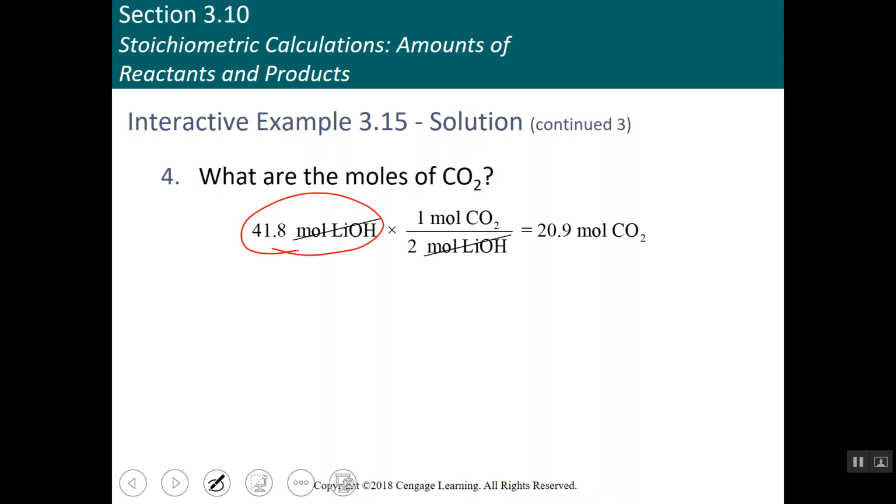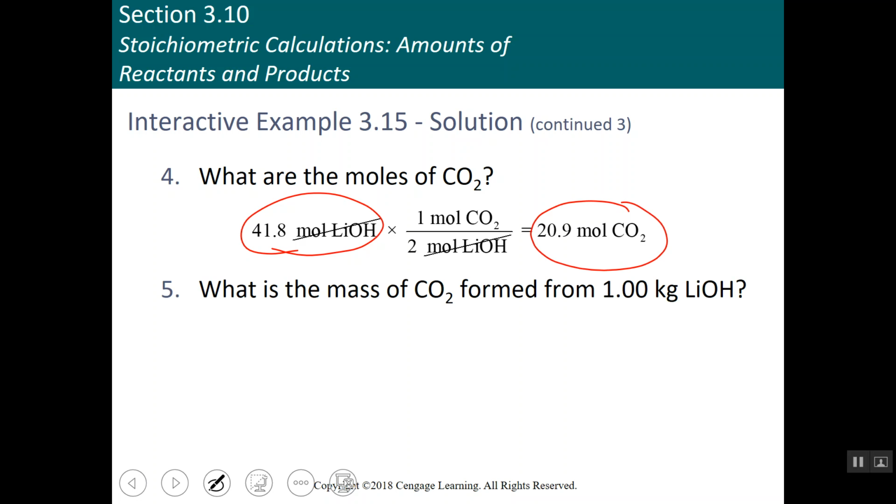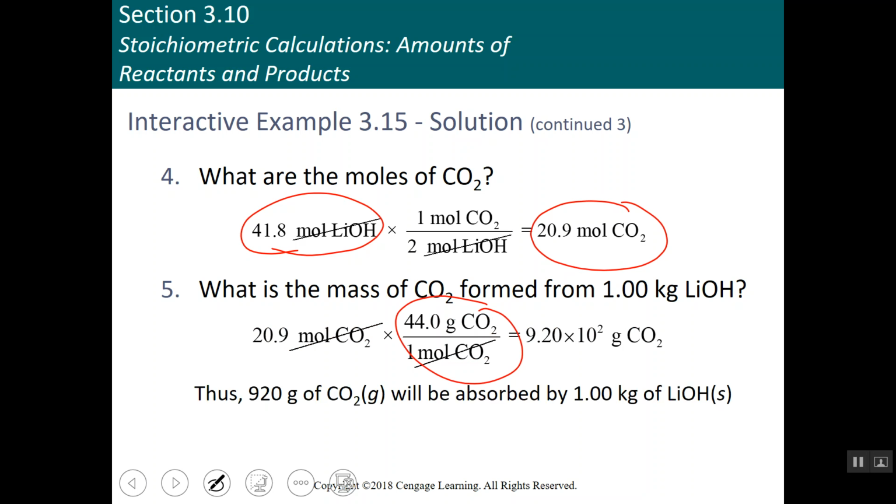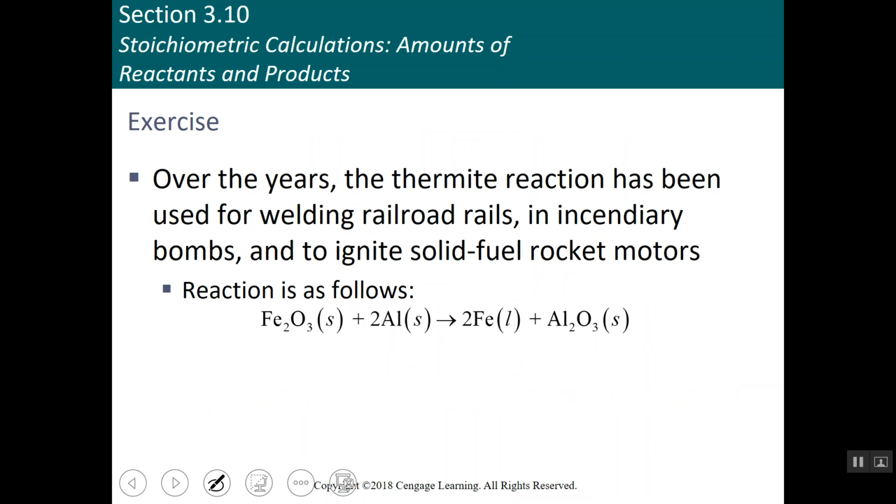This was what we just calculated in the previous step. There's our mole ratio, and so that means that we pull out 20.9 moles of carbon dioxide. And the mass of that, we're going to use the molar mass of carbon dioxide, and we come up with 9.20 times 10 to the 2, or 920 grams of carbon dioxide being absorbed by 1 kilogram of lithium hydroxide.